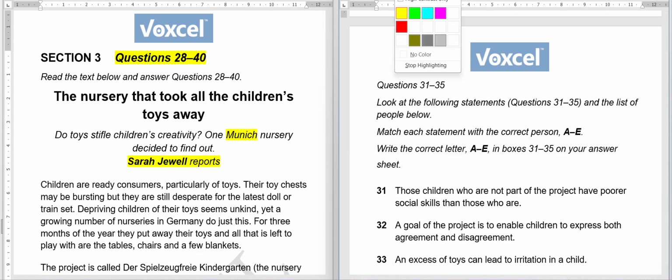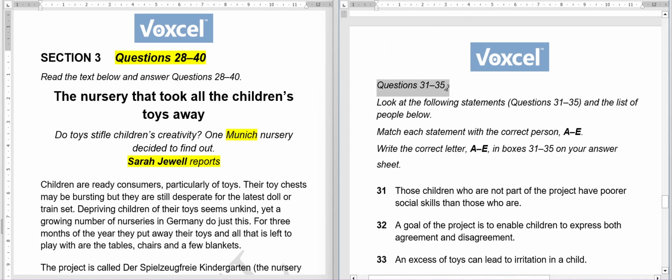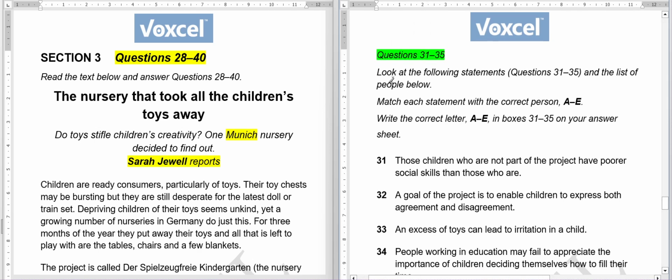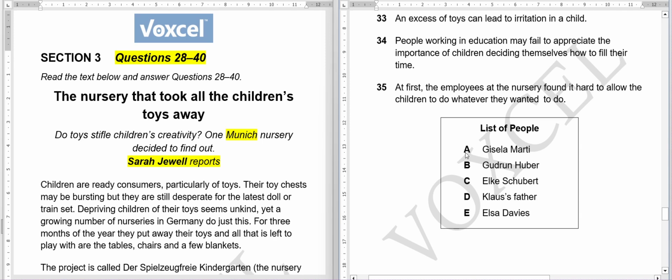31 to 35. Let me change the color. So what we have to do in this is look at the following statements and the list of people below. So you have to match the people with the statement. Match each statement with the correct person, A to E. So we have been given five people: A, B, C, D, E.